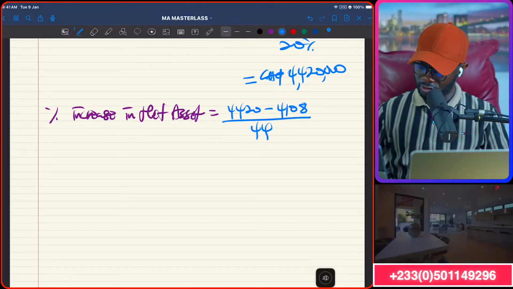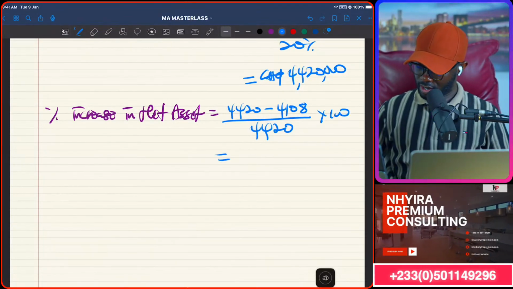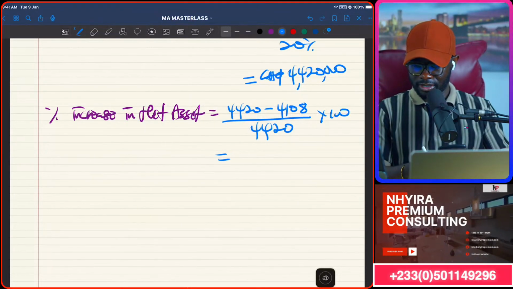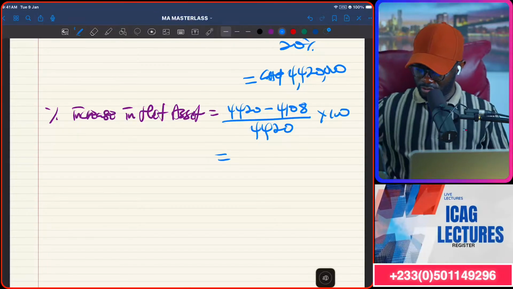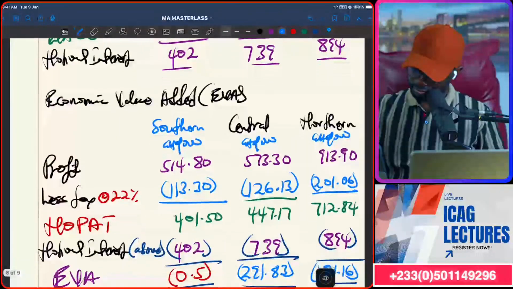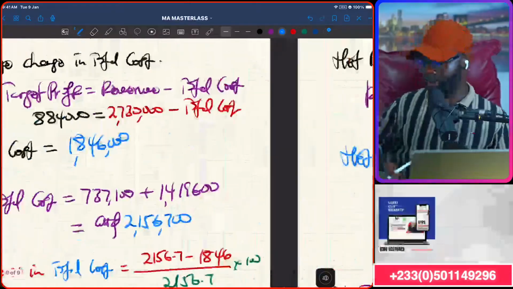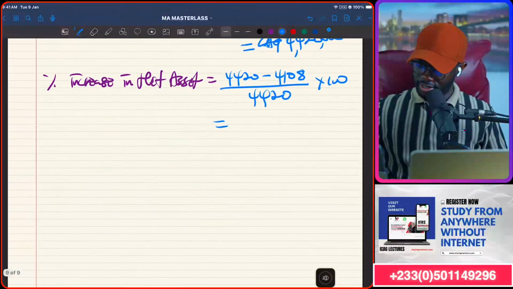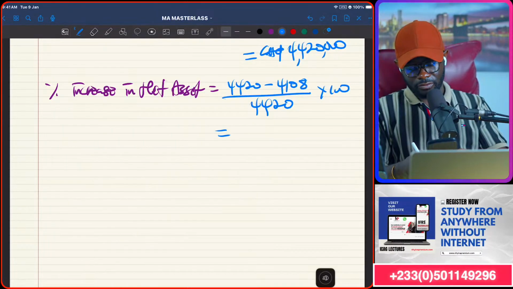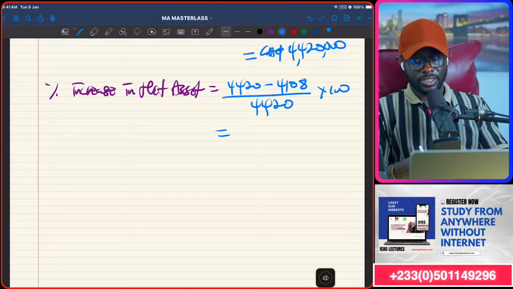Divided by 4,420 times 100. So more or less just a slight change in the capital employed. Give me a sec. Did I pick the right figure? Yeah, 4,108. Just a slight change in the capital employed. So 4,420 minus 4,108 over 4,420 times 100.